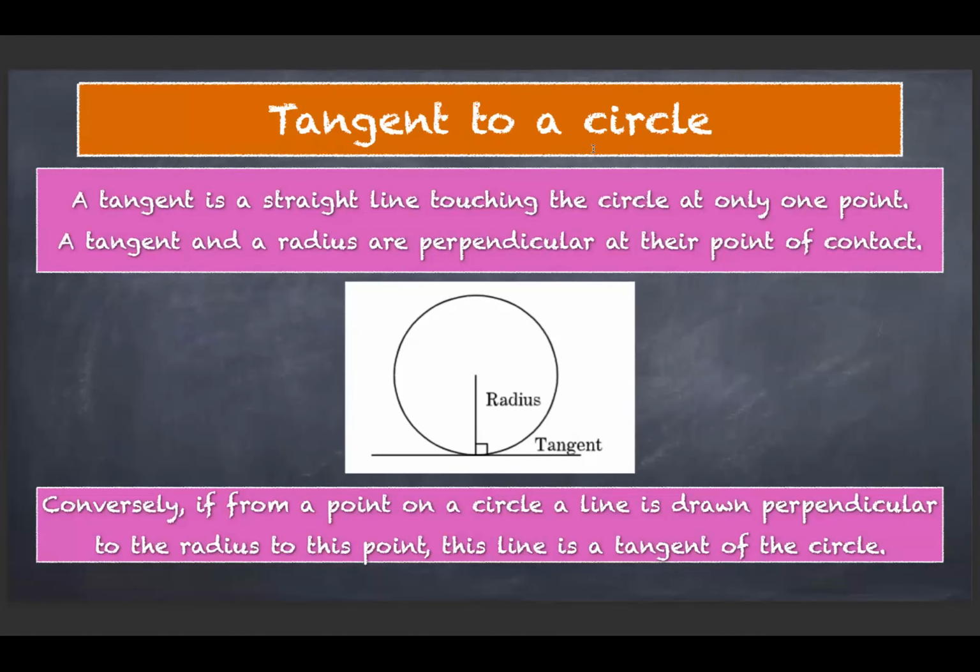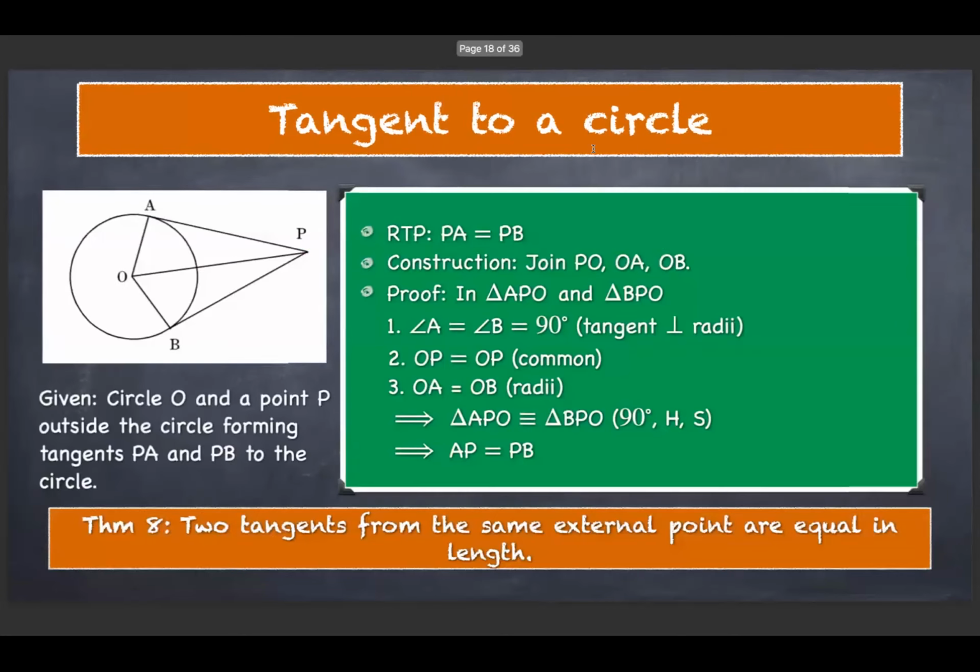While you think on that, I'll look at the chat. You can see that conversely, if you have a point on a circle, then a line drawn perpendicular to the radius at this point is going to be a tangent. Okay, so the diagram, I think, summarizes that properly.